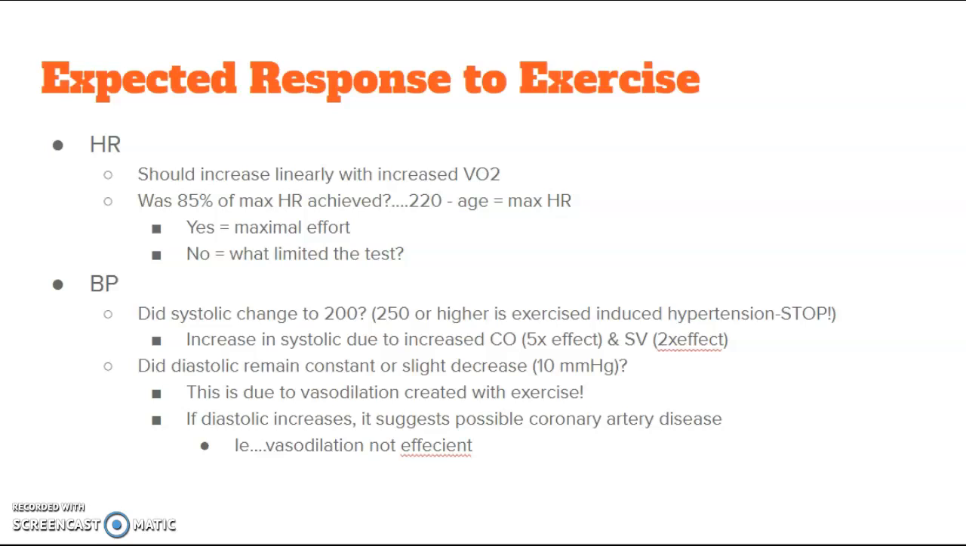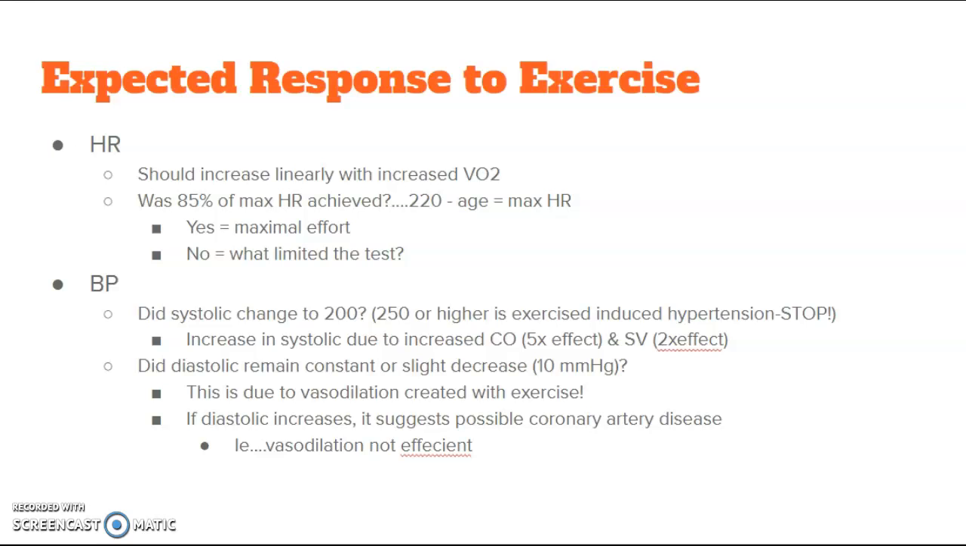Next, you're going to look at your blood pressure. Again, your systolic pressure should increase, but it should not go above 250 or higher. When this occurs, it's considered exercise-induced hypertension, and of course you want to stop the exercise at that point. Remember, the increase in systolic pressure is due to an increase in cardiac output, which has a 5 times effect on the blood pressure as compared to stroke volume, which only has a 2-time effect. So when you see your systolic pressure increase, it's predominantly due to the increase in cardiac output. We're going to talk more about cardiac output later, so keep that in mind.